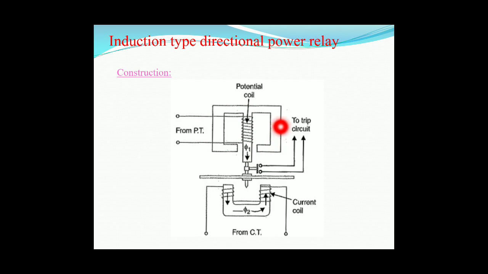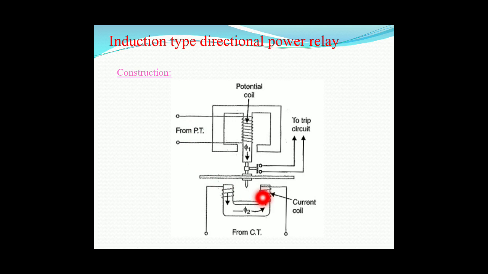The upper electromagnet carries the winding on the central limb, which is connected to the potential transformer, to the circuit voltage source.